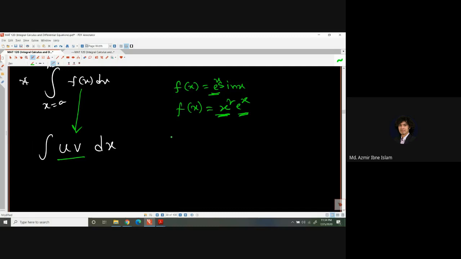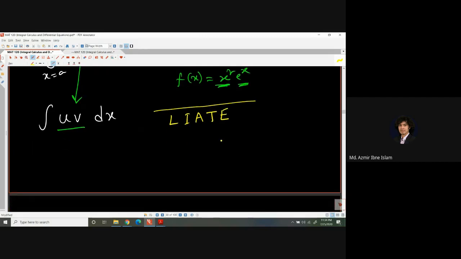First of all, there is a common method called LIATE. So you can see I have written LIATE. What does it mean and why do we have to use this concept? At first, let's figure out what L stands for. L stands for logarithmic function. Suppose log x, natural log x. We may have ln x squared, just like that. So L means logarithmic function.